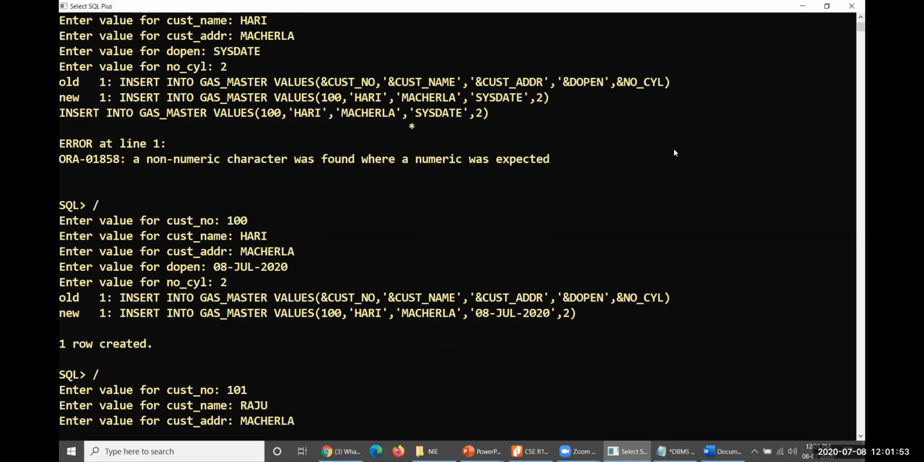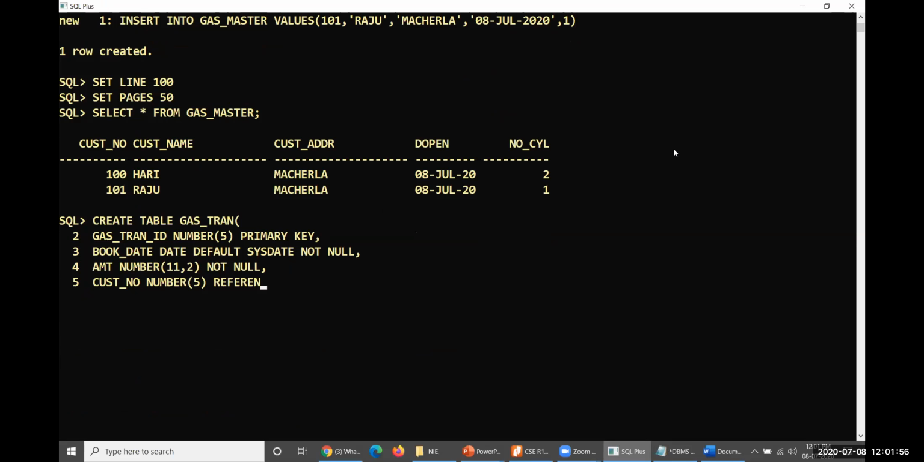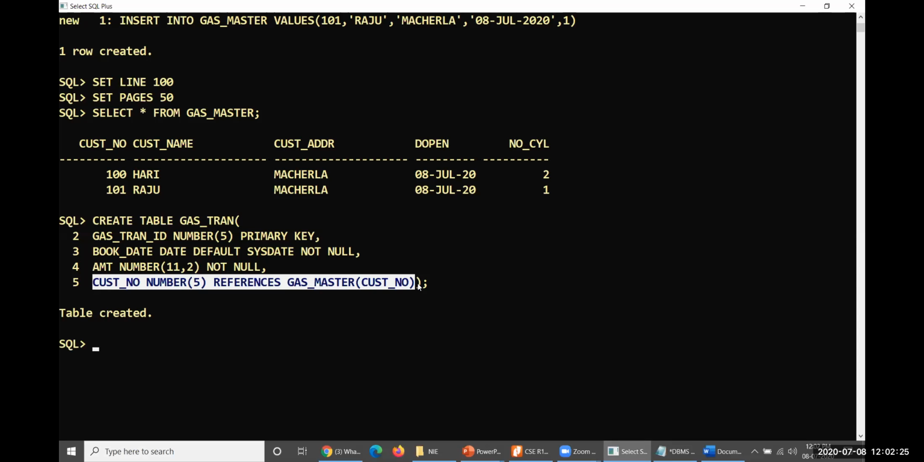References, to whom it has been referred here. References GAS_MASTER of CUST_NO. Okay, so it has been taken into consideration something like this. Now you could observe this particular table while entering some data here. It must refer to the parent table, that is gas master, because we have created a relationship between these two. Okay, these two have a relationship that we have created here.